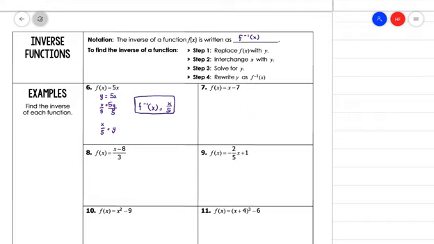Number 7, we'll do the same thing. This is now y equals x minus 7, just so I can switch them. So x equals y minus 7, and then I'll add 7 to get it away from that y. X plus 7 is equal to y. Since y is by itself, that's my inverse, so the inverse of f of x is x plus 7.